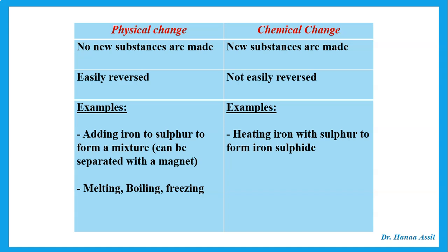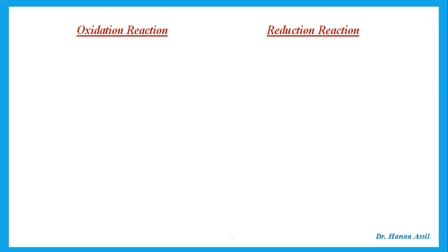But if we do any chemical reaction, then a new substance is formed and we cannot easily reverse it. So for example, if I heat iron with sulfur, it gives me a completely new compound. That's a chemical change. But if I just add iron to sulfur, it just forms a mixture, and this can be separated easily.